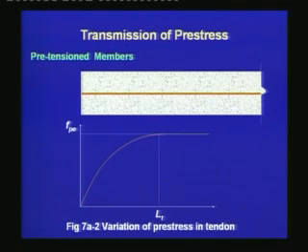This sketch shows the variation of the prestress in the tendon, that the prestress varies substantially in the transmission length at the end. Under service loads, it increases up to FPE and then it stays more or less constant. The increase in the prestress can be assumed to be parabolic, which has been determined from experimental tests.